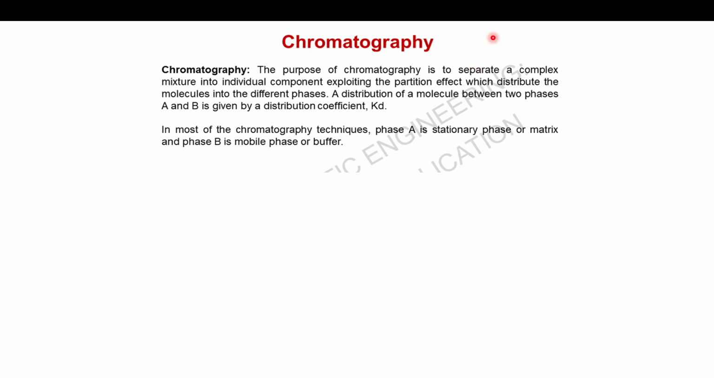Now we come to chromatography. So what exactly is chromatography? Chromatography is used to separate a complex mixture into individual components. How? Based on the partitioning effect, which distributes the mixture of molecules into different phases. The distribution of a molecule between two phases, a stationary phase and a mobile phase, is given by the distribution coefficient that we looked at before. Usually, out of the two phases, phase A is a stationary phase or the matrix and phase B is a mobile phase or the buffer.